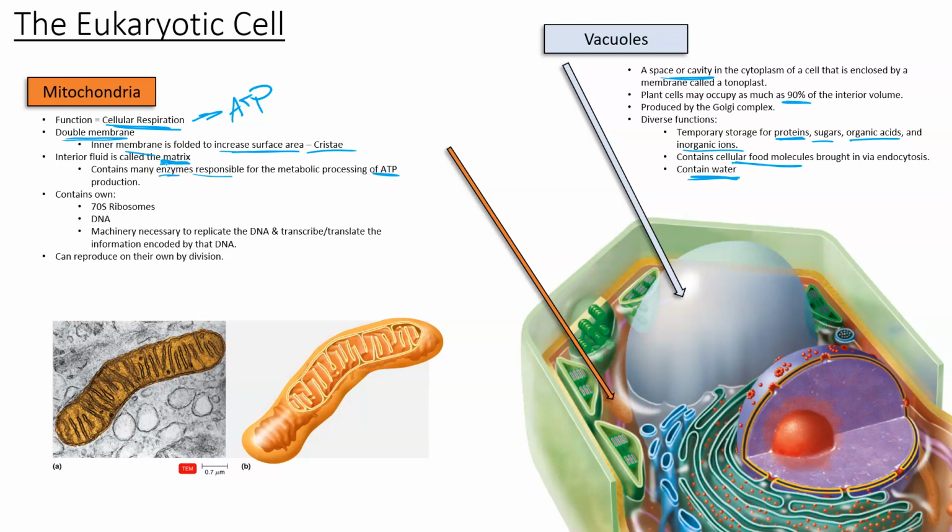And the mitochondria are actually pretty cool organelles because they possess 70S ribosomes, their own DNA, and all of the machinery that they need in order to replicate their own DNA, transcribe and translate their own RNA and own protein products. They can actually replicate themselves, the entire organelle, by a process that looks very similar to binary fission.